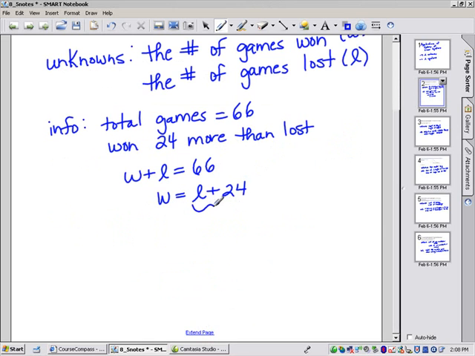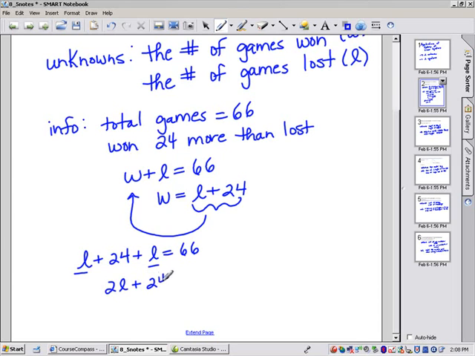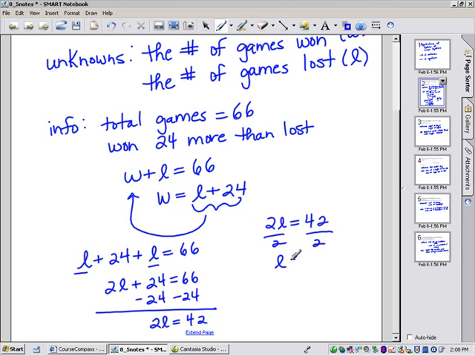So we're going to substitute this expression into the first equation to get L plus 24 plus L is equal to 66. Combining like terms, that gives us 2L plus 24 is equal to 66. And then we can subtract 24 from both sides to get 2L is equal to 42. So if 2L is equal to 42, dividing by 2 tells us that L is equal to 21. Now we need to find how many did they win and lose. So that tells us that they lost 21 games.